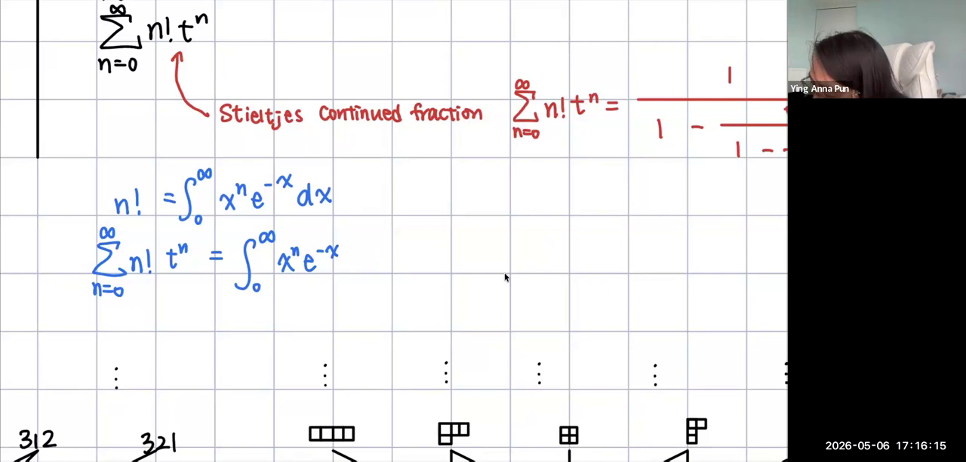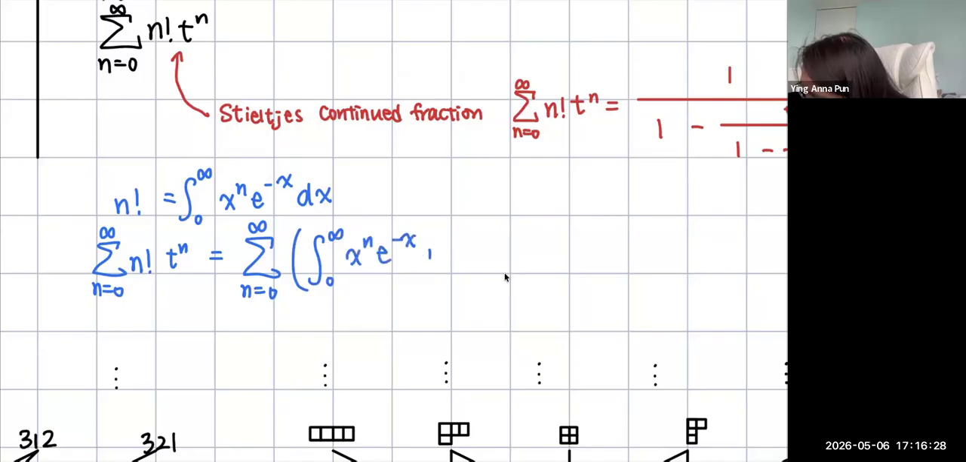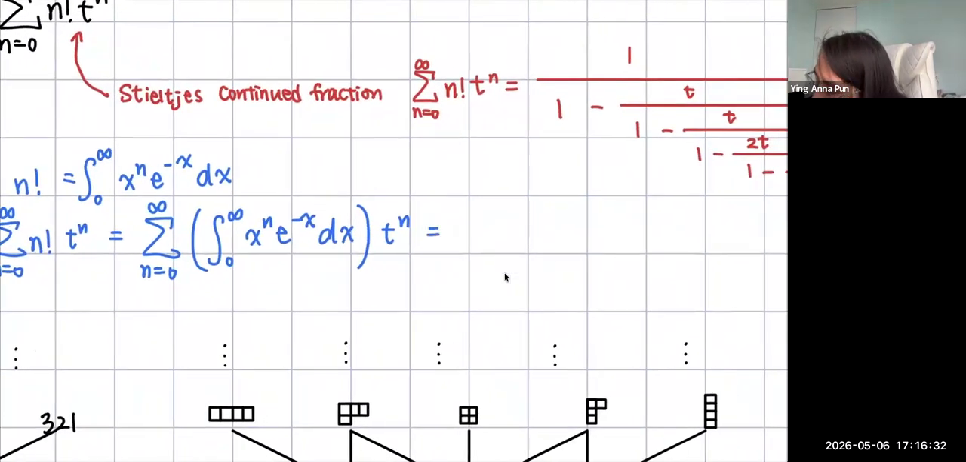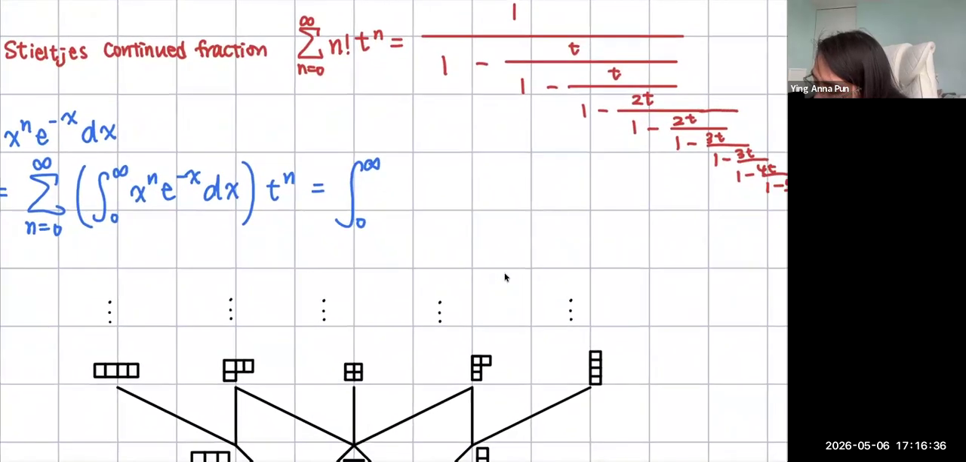Let me just do this like this. So summation n equals 0 to infinity. You have n factorial, which I'm going to replace by the integral, times t to the power n, right? And then now I can pull out the integral because there's basically a limit of summation.